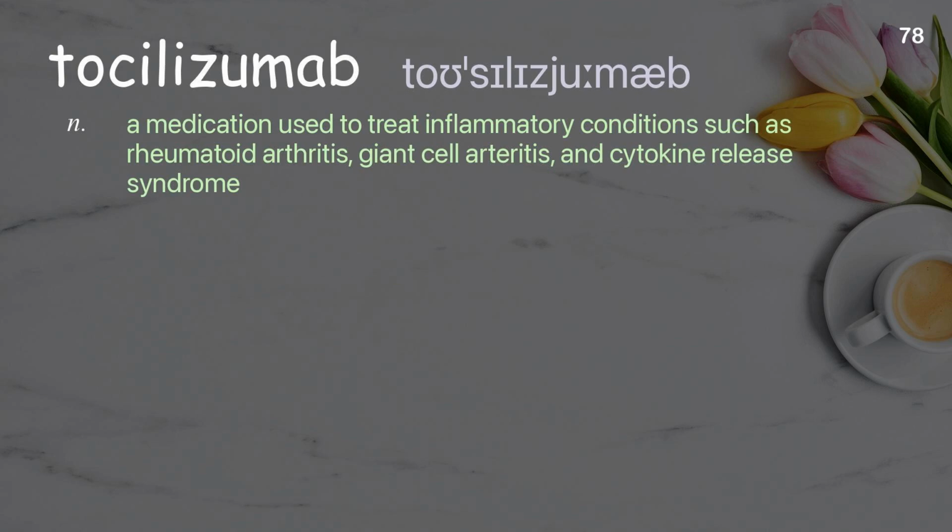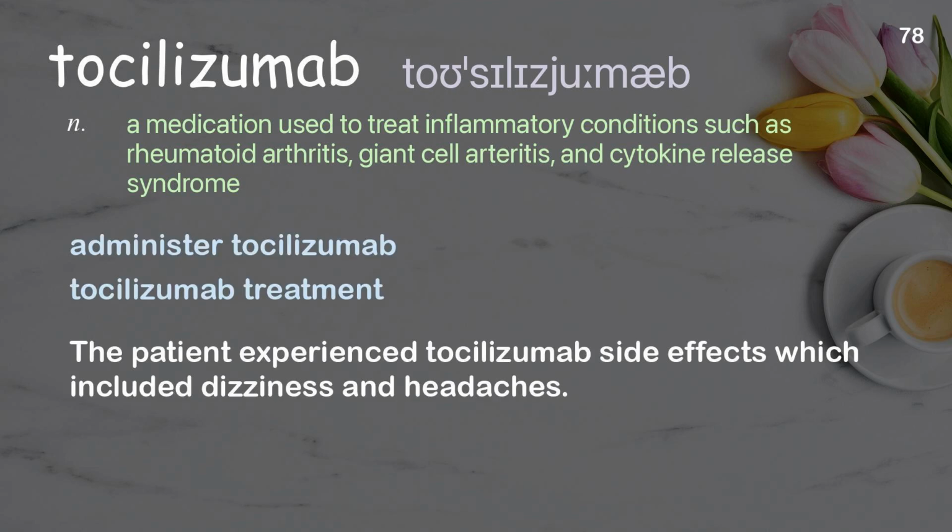Tocilizumab. A medication used to treat inflammatory conditions such as rheumatoid arthritis, giant cell arteritis, and cytokine release syndrome. Examples: Administer tocilizumab. Tocilizumab treatment. The patient experienced tocilizumab side effects, which included dizziness and headaches.